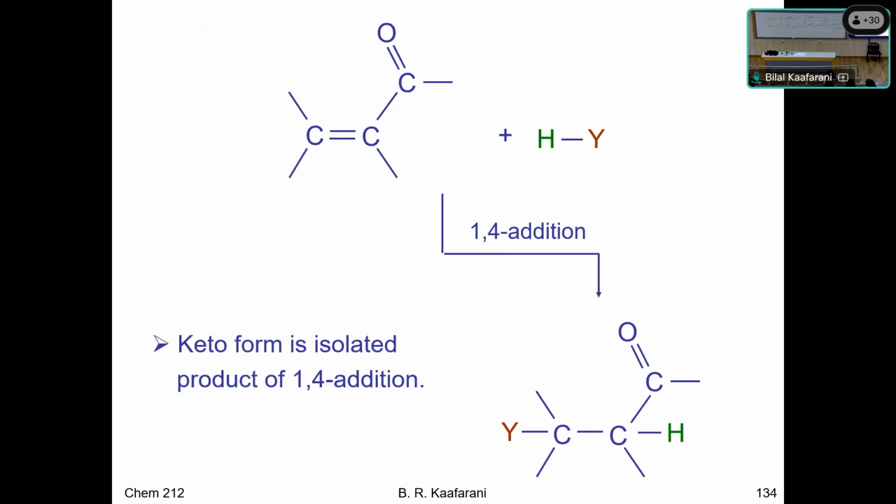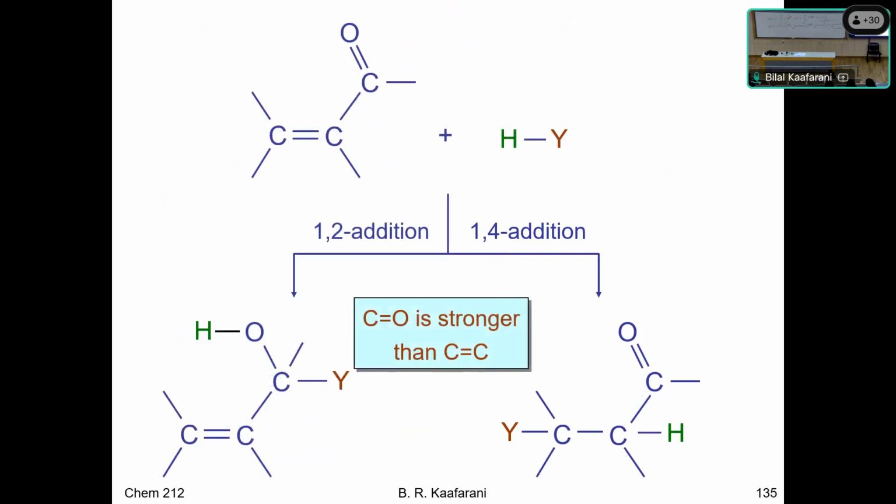You will isolate the 1,4 product. You will not isolate the 1,2 product. The 1,4 product is more stable than the 1,2. Why is it more stable? Because the carbonyl is more stable than an alkene bond.